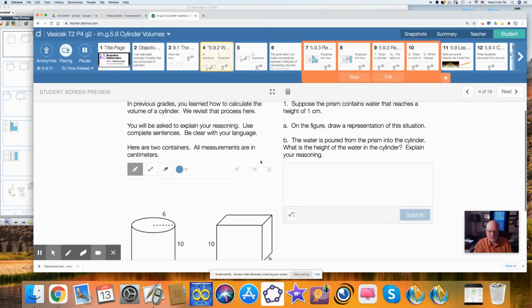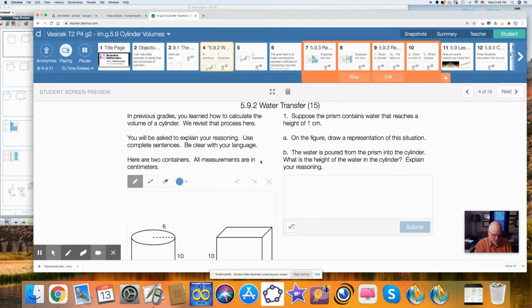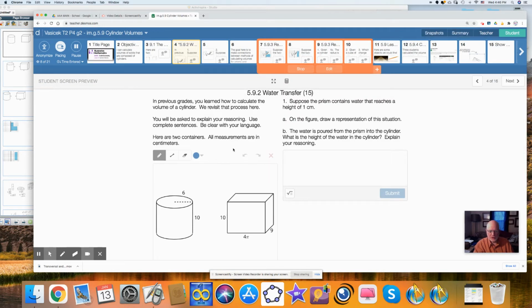Now we have the water transfer. What does it say? It says in previous grades, you learned to calculate the volume of a cylinder. The volume of a cylinder is pi r squared times h, and we're going to revisit that process here. Here you're asked to explain your reasoning using complete sentences.